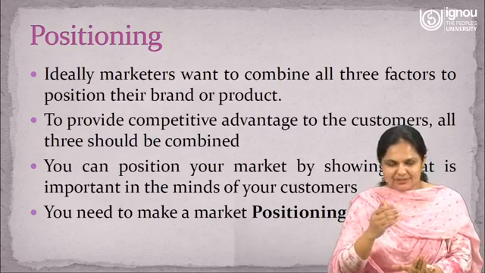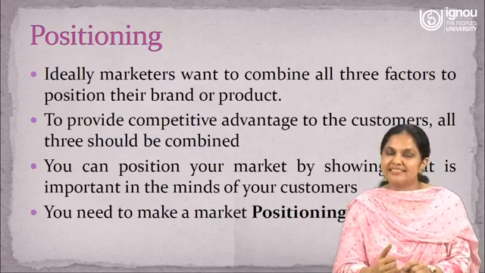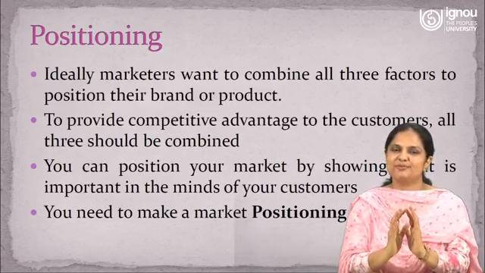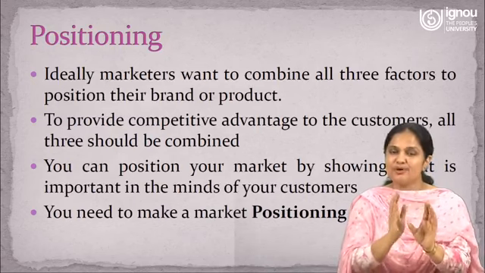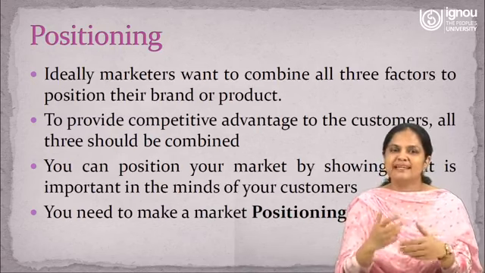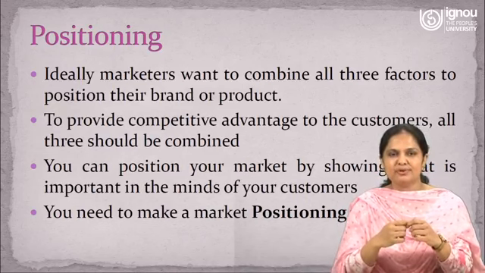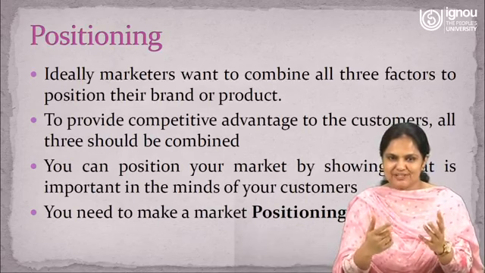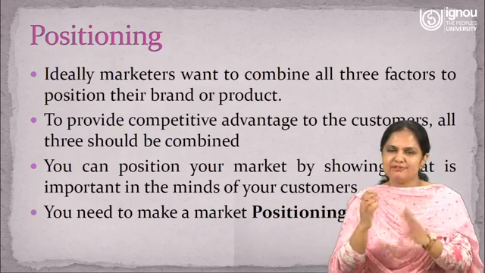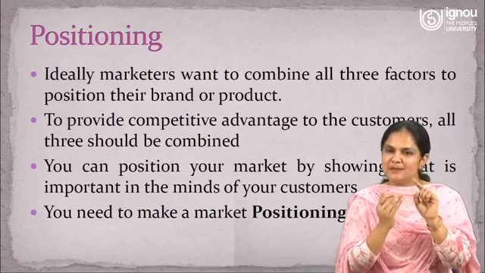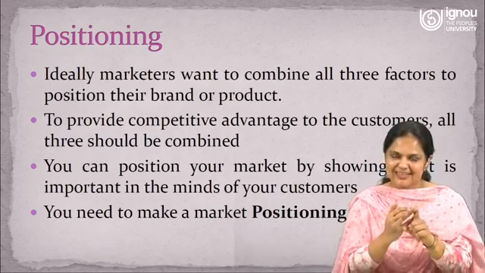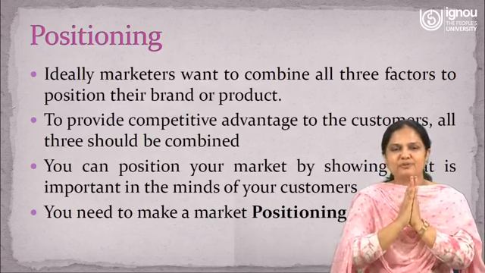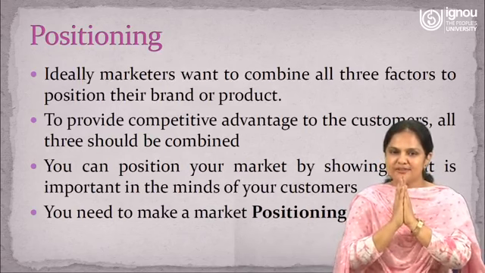Ideally, of all these three positioning that we saw, symbolic, functional and experiential, marketers want to combine all three factors to position their brand or product, especially if they want to cater to more than one segment. They have to combine all these things. This is also important because if you want to have a competitive advantage which the competitors are not having, then it is important to combine all these three: functional, experiential, and social positioning. So you can position your market by showing what is important in the minds of customers.